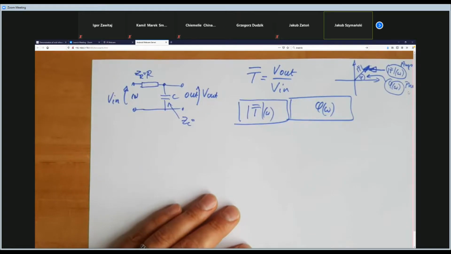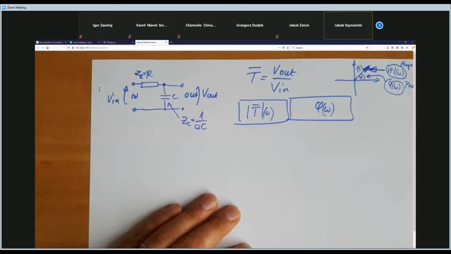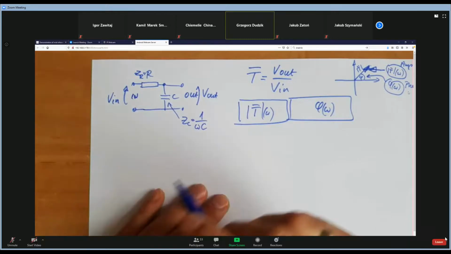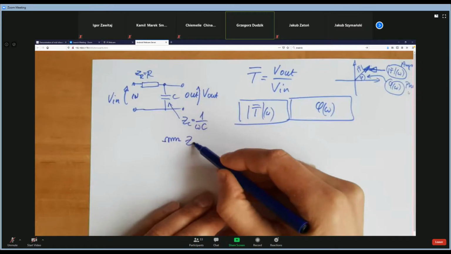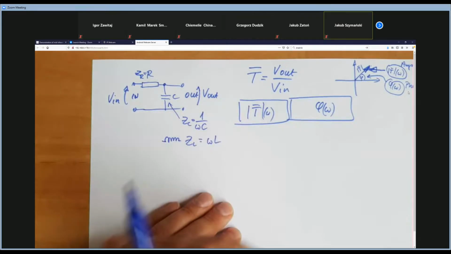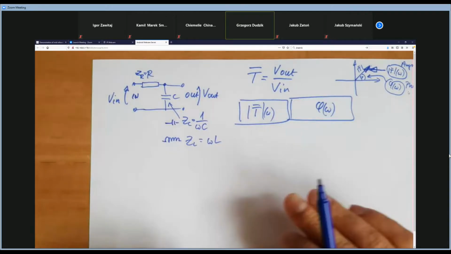1 divided by omega times capacitance. That's right, 1 over omega C. This is the impedance of the pure capacitor. For the coil, it is equal to omega L. That's right. Great.